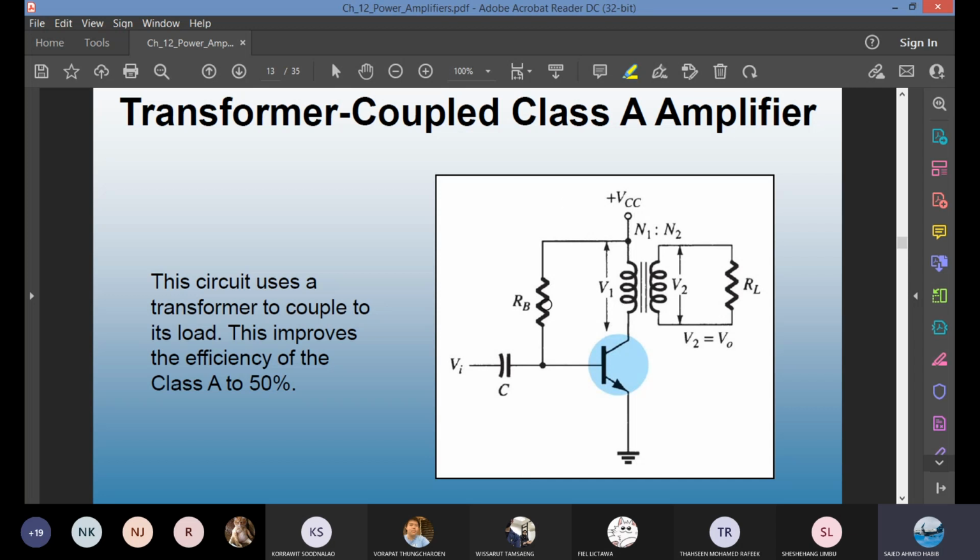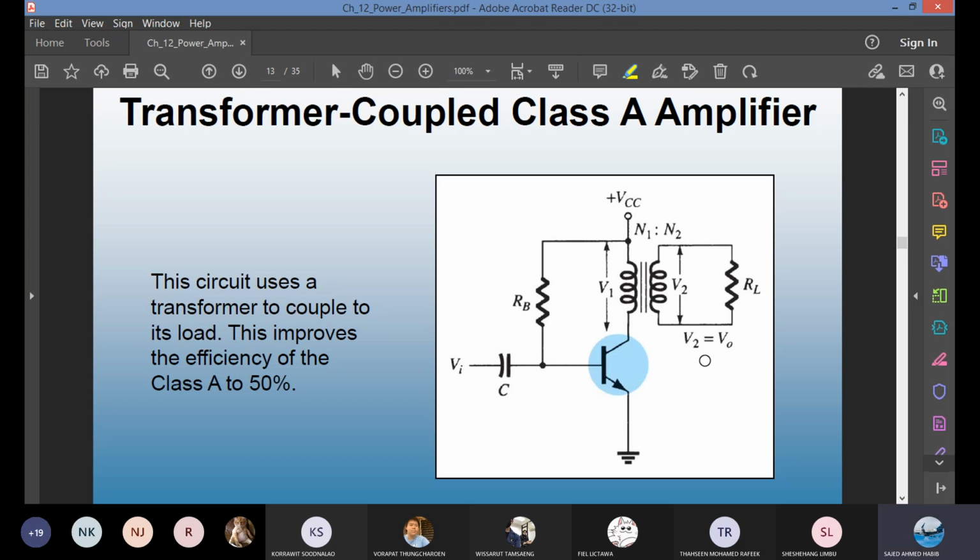What's happening here? You have your RB as usual. Instead of the resistor RC, VCC is directly connected with the primary coil of the transformer. The secondary coil is connected with an output load, RL. N1 to N2 ratio. What is this ratio? It is the number of turns in the primary side, we call N1. And then you have the number of turns in the secondary side, we call N2.